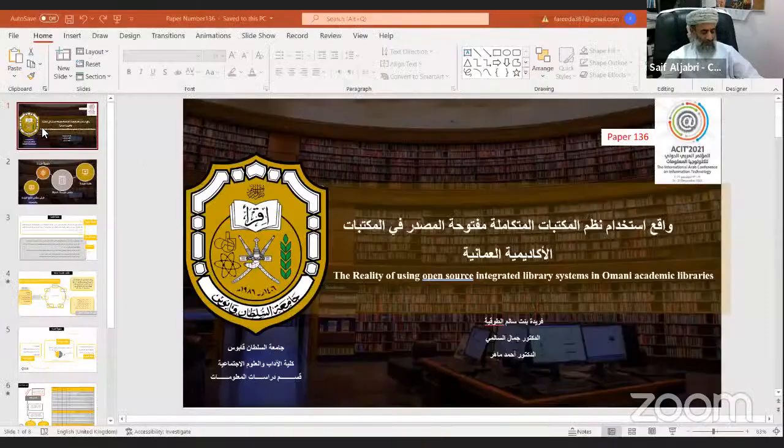The last paper in this session is entitled The Reality of Using Open Source Integrated Library System in Omani Academic Libraries. The authors of this paper are Farida Tawfi, Jamal Salmi, and Ahmed Shahata. Farida will present. Are you with us, Farida?